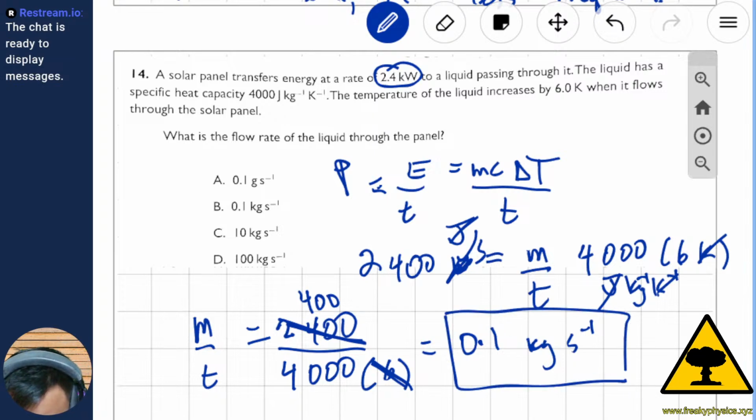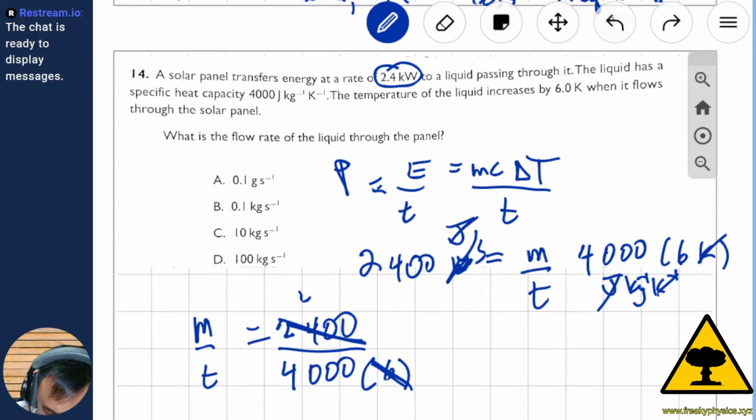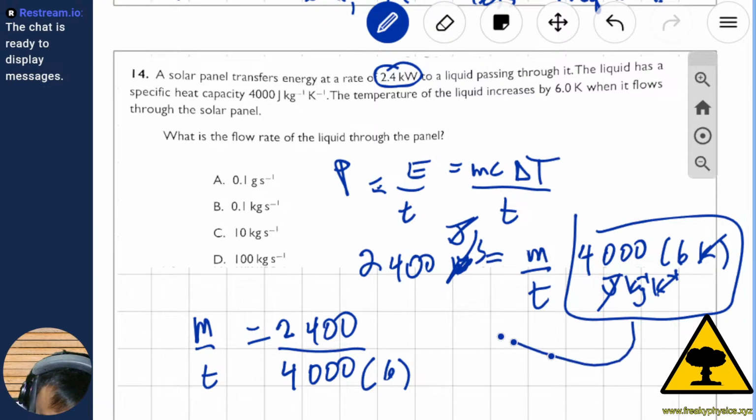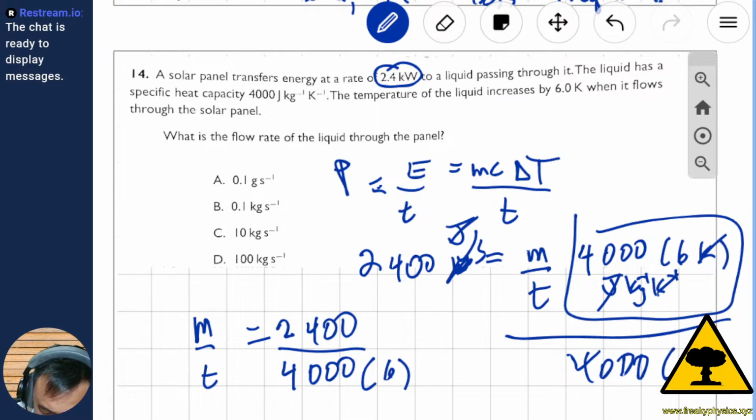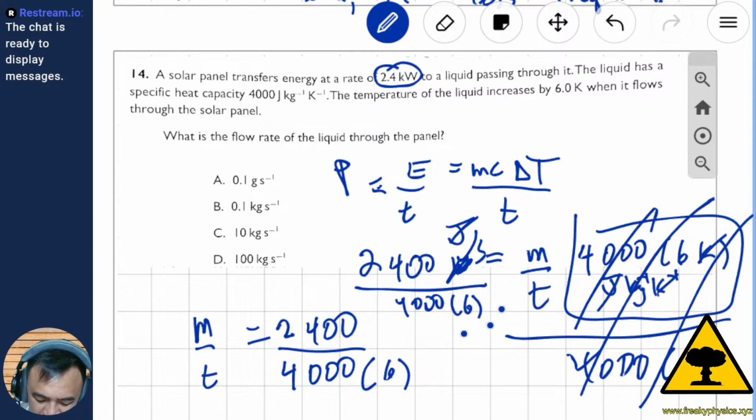Sorry, but go ahead. How could we just ignore the 400 times 6? Should we not have to divide it to the other side? Actually, we did, that's what we did. So let's do that again. What I did here is I basically put it to the other side, and to do that we divide by 4,000 times 6, right? So divided by 4,000 times 6, and we're doing the same thing here, 4,000 times 6. So this whole thing cancels out. We're left with m over t is this, and so we get 0.1 kilogram per second.